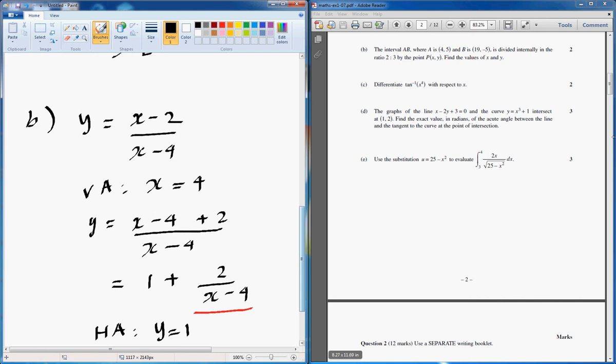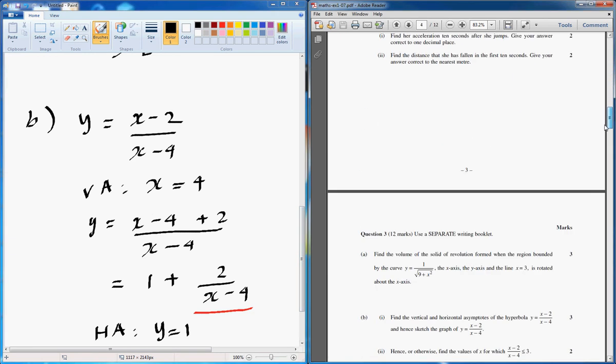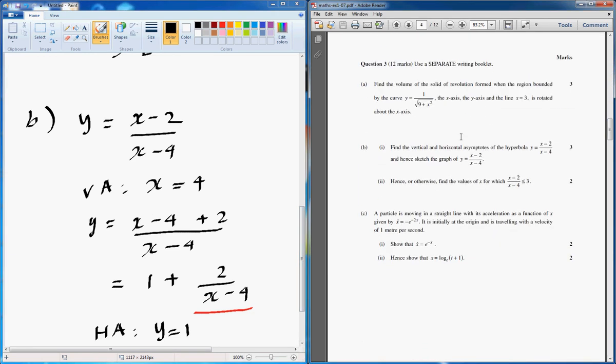Part B of the question, or at least the first part, goes: find the vertical and horizontal asymptotes of this. So the vertical asymptote, you should straight away go, is x equals 4. Okay, because that's right down here. x can't be equal to 4.